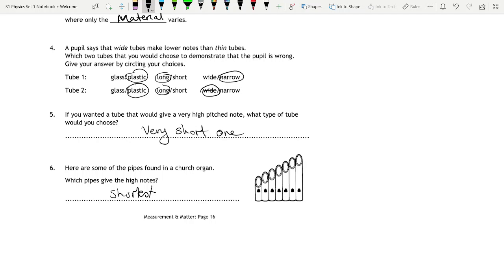Those boomwhackers, they all correspond to a certain musical note. So you can actually make music with boomwhackers. So what I'm going to do is I'm going to show you a YouTube video of some people playing boomwhackers.